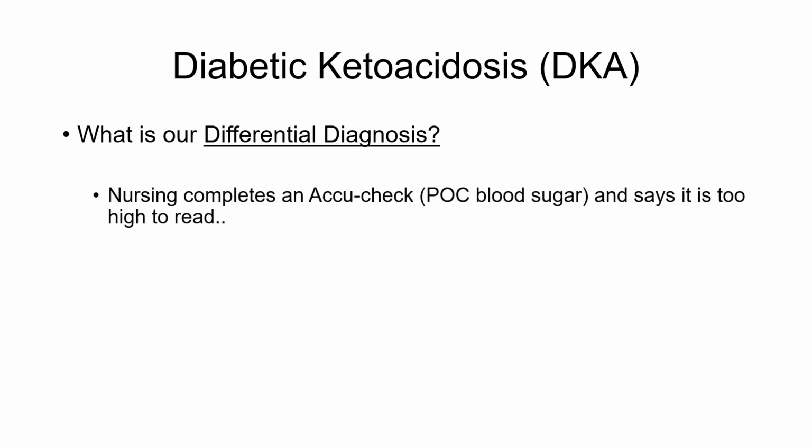So if the nurse came in and did a fingerstick check and then said it's too high to read, well, that kind of makes the diagnosis for us. Somebody's complaining of abdominal pain, vomiting with a blood sugar that's off the charts.